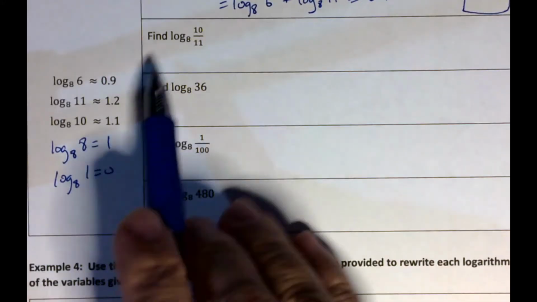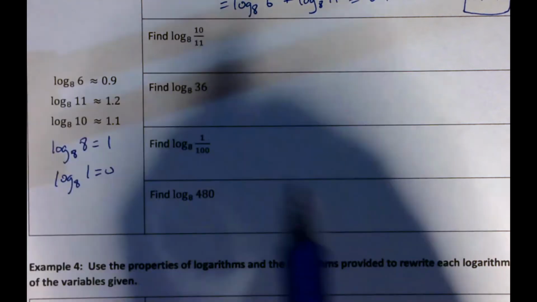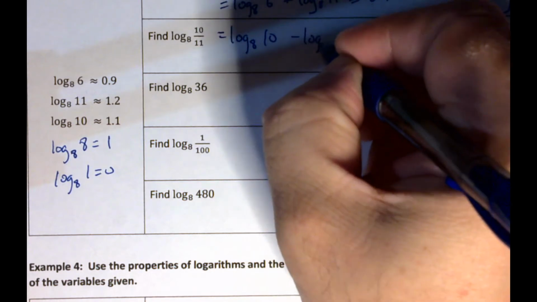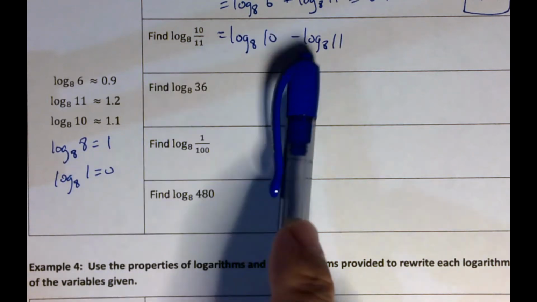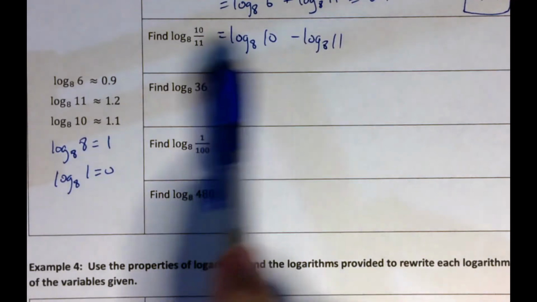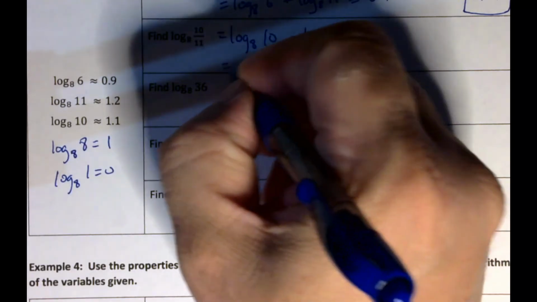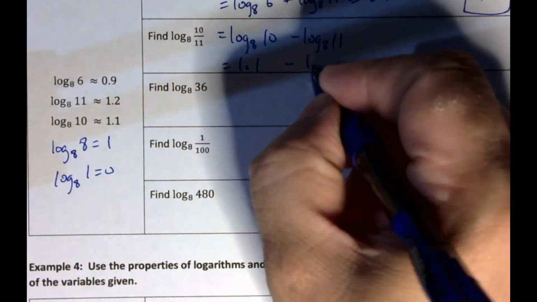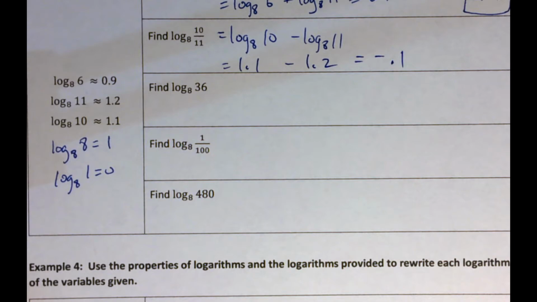Log base 8 of 10 elevenths. Here I have a 10 and 11, so this one's straightforward. I'm just going to rewrite it as log base 8 of 10 minus log base 8 of 11. Recall, if you have a fraction or a quotient, it splits up as a difference: the top number first and the bottom number second. Log base 8 of 10 is 1.1, and log base 8 of 11 is 1.2. Subtract those two, you get negative 0.1. That's the answer to that one.